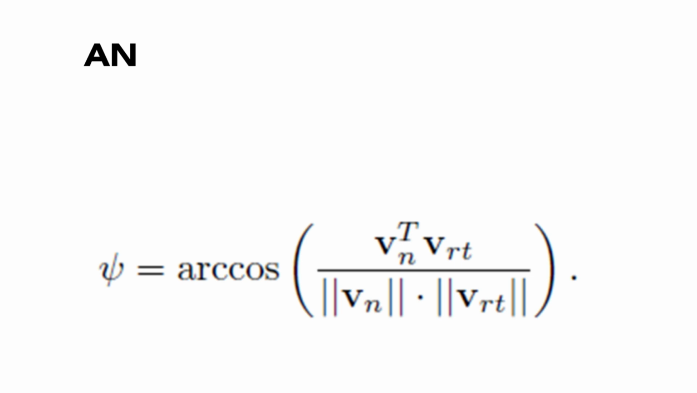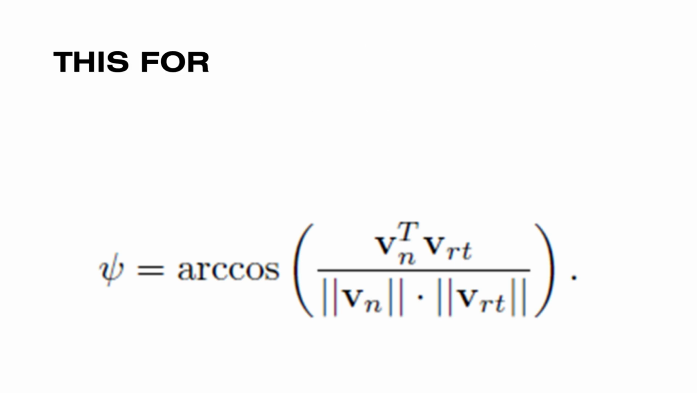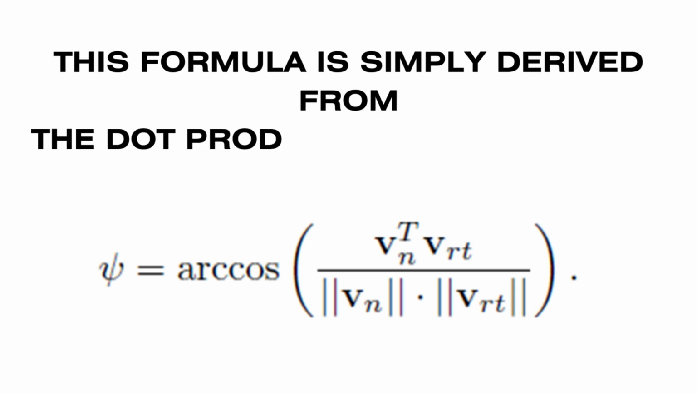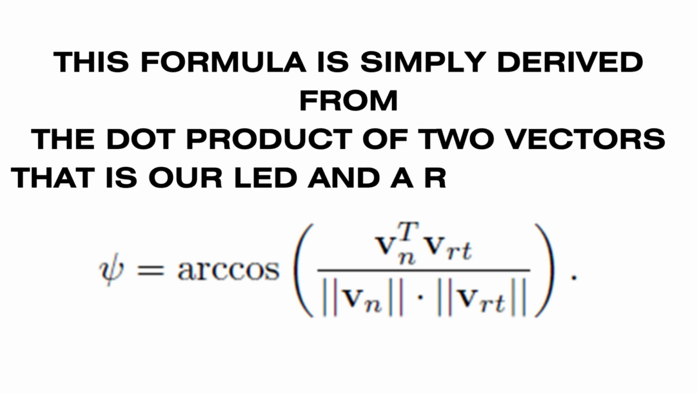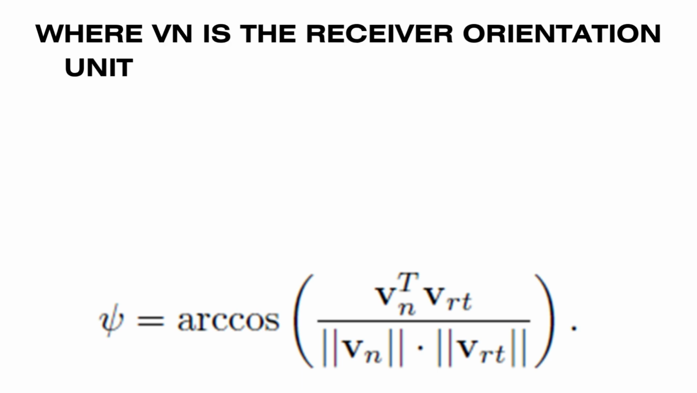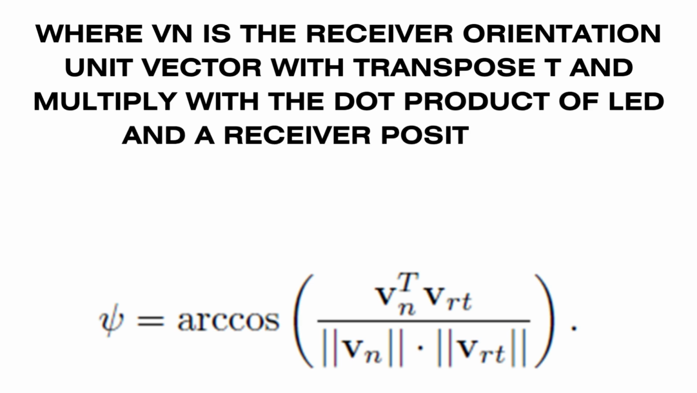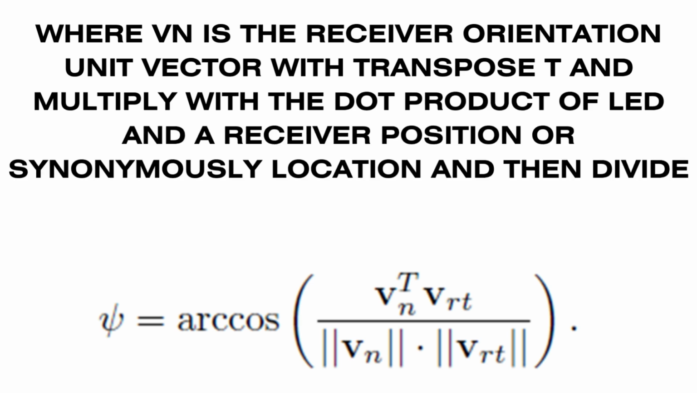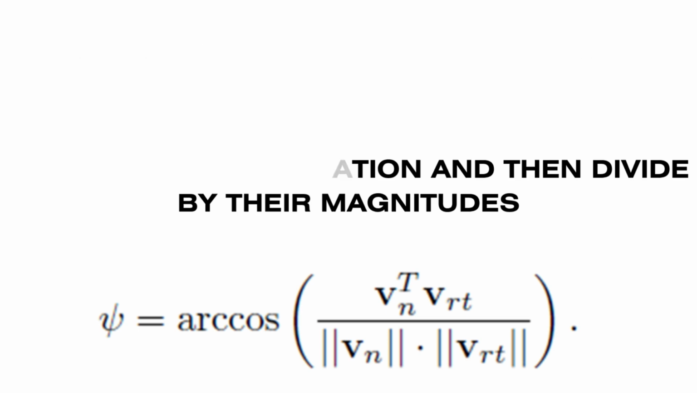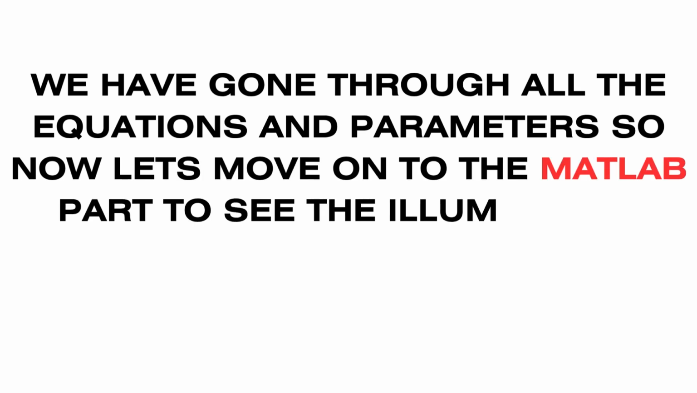If the LED orientation is to be included, it can be incorporated by multiplying the LED orientation unit vector in the equation when calculating the irradiance angle, and the equation can be formulated as follows. This formula is simply derived from the dot product of two vectors, that is our LED and a receiver, with the associated receiver orientation, where Vn is the receiver orientation unit vector with transpose T, multiplied with the dot product of the LED and receiver position and then divided by their magnitudes. We have gone through all the equations and parameters, so now let's move on to the MATLAB part to see the illuminance distribution.